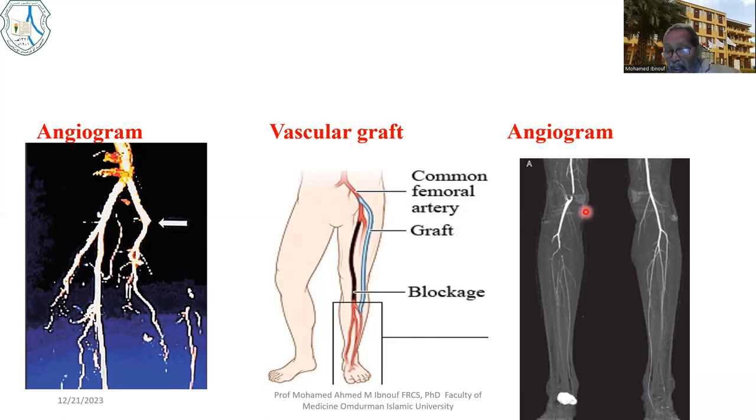And this angiogram shows obstruction at the popliteal artery. The obstruction could be inside, in the wall, or compression from outside the wall.